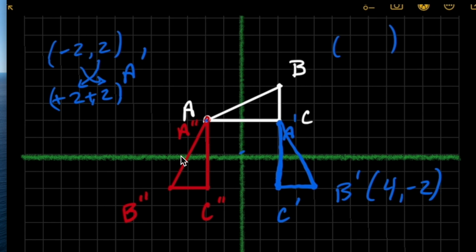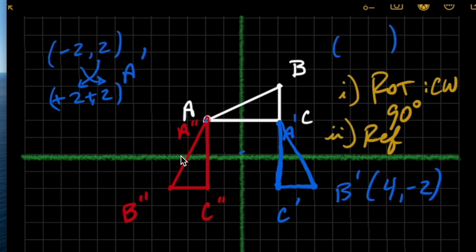So our sequence here, written in yellow, is going to be first a rotation of 90 degrees clockwise about the origin, and secondly a reflection over the y-axis.